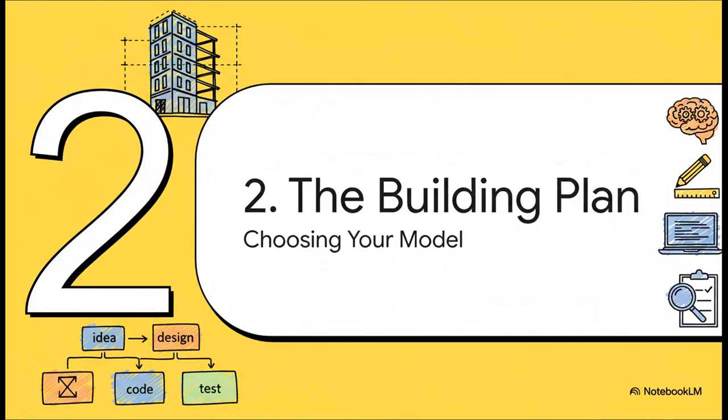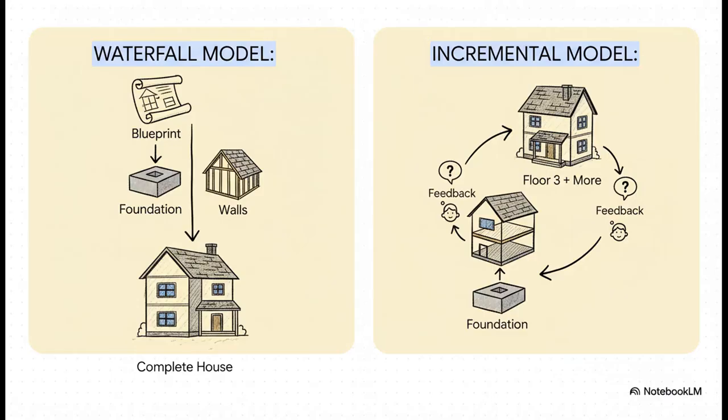To manage all that complexity, the very first thing you need is a building plan. In the software world, we call this a process model. This is your high-level strategy, the game plan you pick before anyone writes a single line of code. Now, this is where it gets really interesting. You've got two classic approaches here.